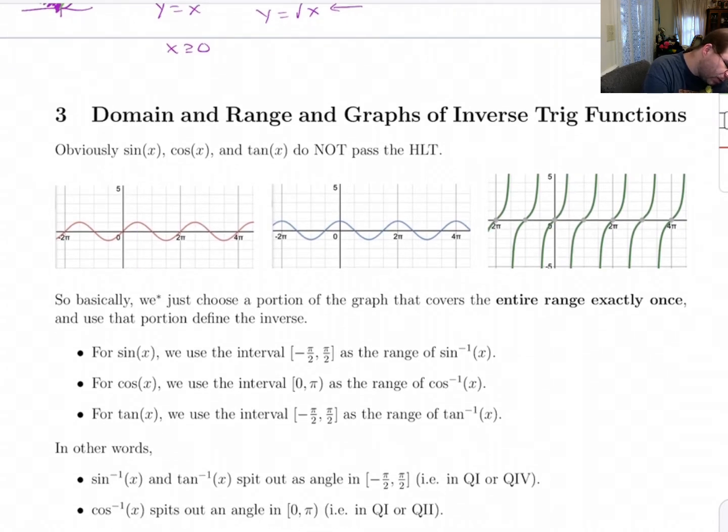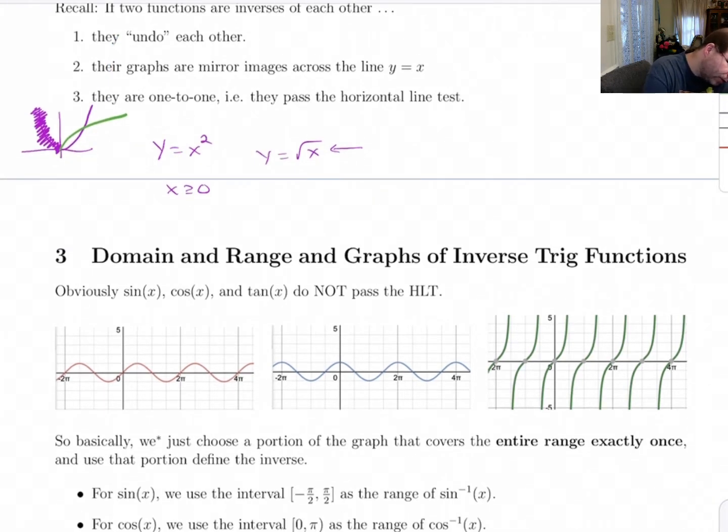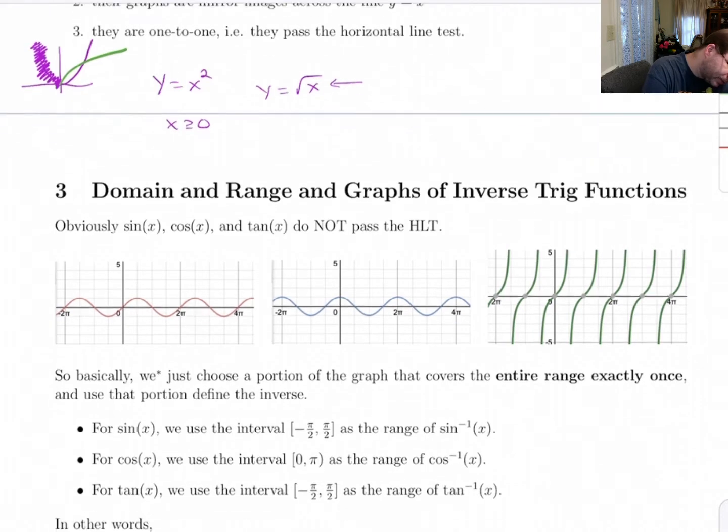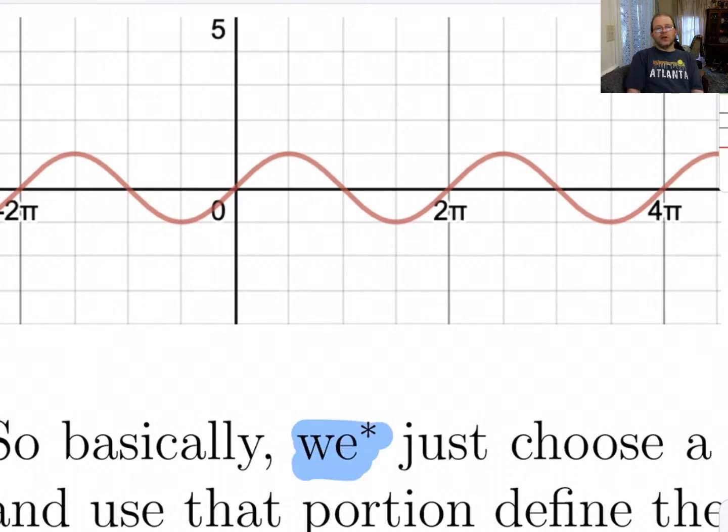Notice what we did up here on x squared: we got rid of half the graph. We left exactly one piece that covers the entire range. We're going to do the same thing down here on the trig functions. For sine, now it's kind of arbitrary how we do this. Notice I put an asterisk there. It's not me deciding this, or us in the class. This is the convention that's been used.